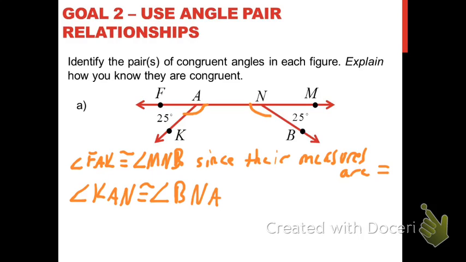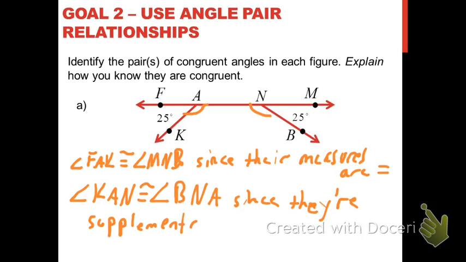Alright? So I can write that out, since they're supplementary to congruent angles. Okay, or I could have named the theorem that justifies that, which is the congruent supplements theorem. Alright, making sense so far? There we go. We use the definition of congruent angles and the congruent supplements theorem to prove that there were some congruent angles in that figure.